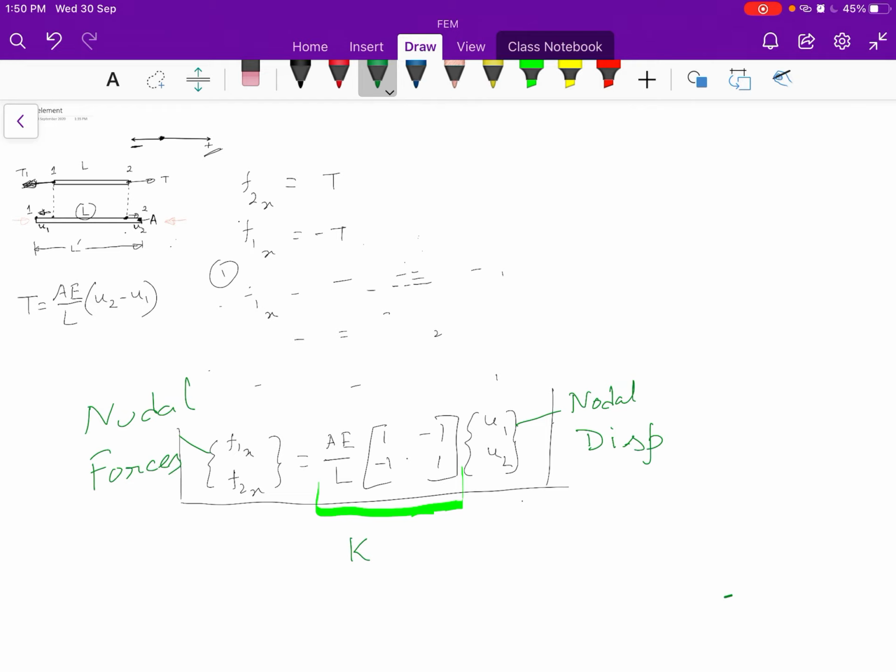So this is all about our bar element when we are adopting a sign convention to find out the relationship between nodal forces and nodal displacements.